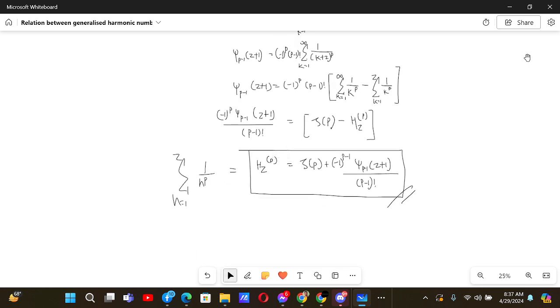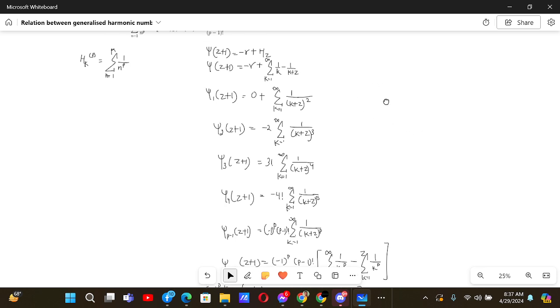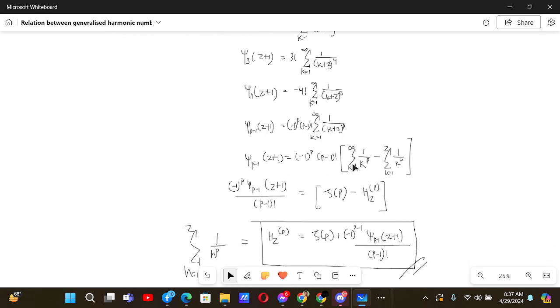Talking about the flow, we just took the derivatives of the digamma function and noticed the patterns and divided the sum, and that gave us the answer.